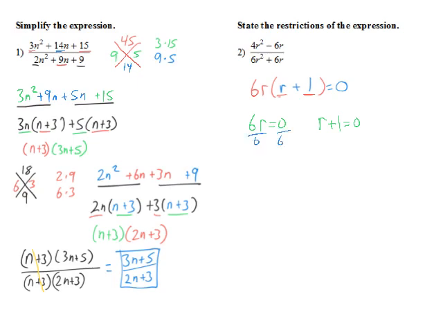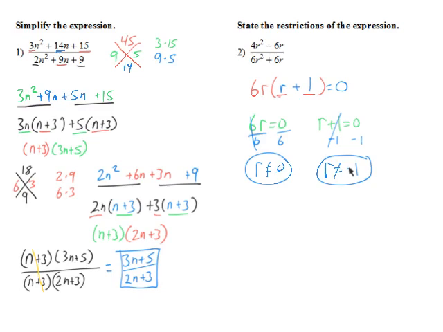So this one you divide by 6. So 0 divided by 6 is 0, so 0 would cause a 0 in the denominator. And you subtract the 1 over, and you also have r equals negative 1, which would also cause a 0 in the denominator. So both of these are restrictions. I should probably say that r cannot equal each of these, because those values are restricted.